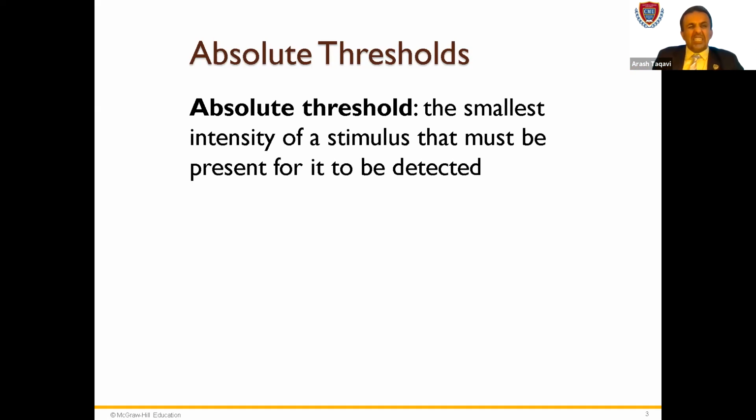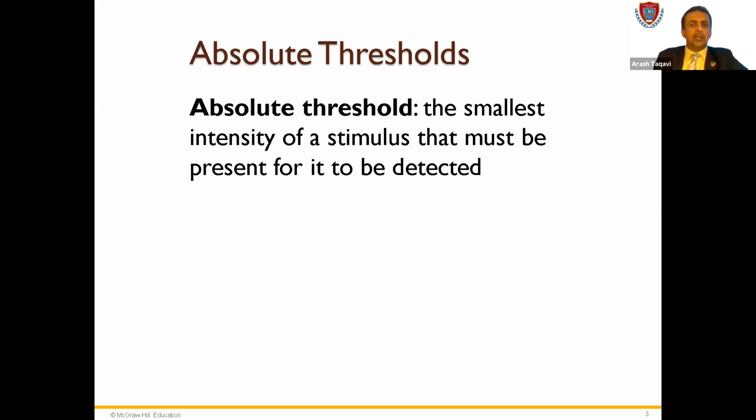The smallest intensity of a stimulus that must be present for it to be detected, for it to be sensed, for it to be perceived, received by your receptors. The smallest intensity. Under the absolute threshold, you cannot sense it. You cannot receive it. It is here. You cannot hear those. There's a voice you cannot hear, and I also cannot hear, but there's a voice.